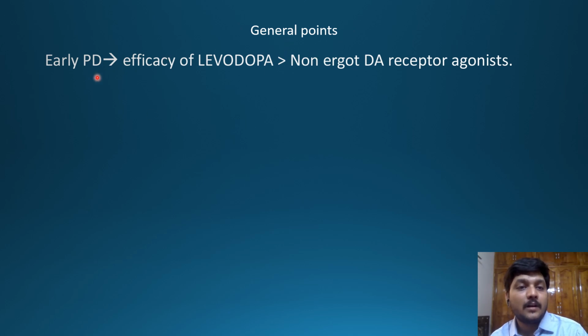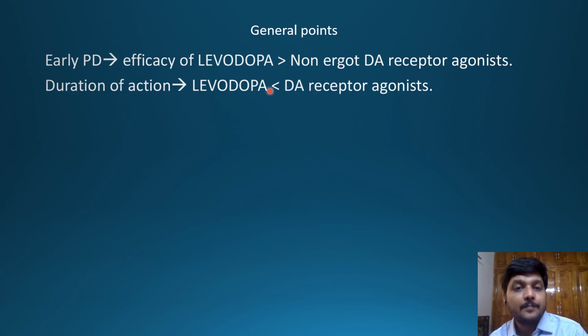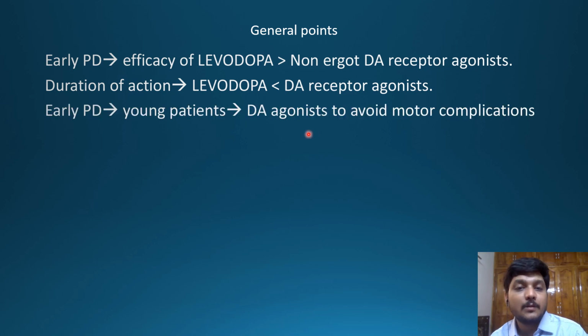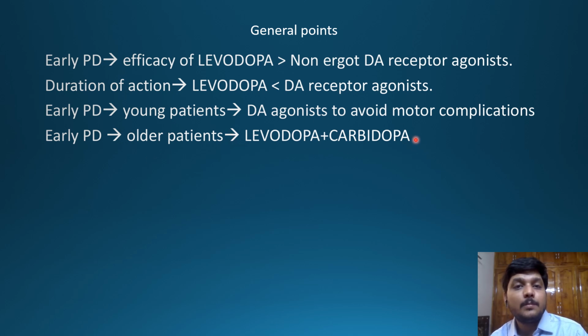Some general points to be remembered are: when the disease is in early stages, the efficacy of levodopa is more than non-ergot dopamine receptor agonists, but the duration will be less. Levodopa is more effective but acts for a lesser duration when compared to dopamine receptor agonists. In early Parkinsonism disease occurring in young patients, dopamine receptor agonists are recommended because if we give levodopa, we cannot avoid motor complications. To avoid motor complications, dopamine agonists are recommended when the patient is young in early disease. If the patient is of old age group, then we have to go for the levodopa plus carbidopa combination. Impulse control disorders will be seen more in the dopamine agonist group than with levodopa.